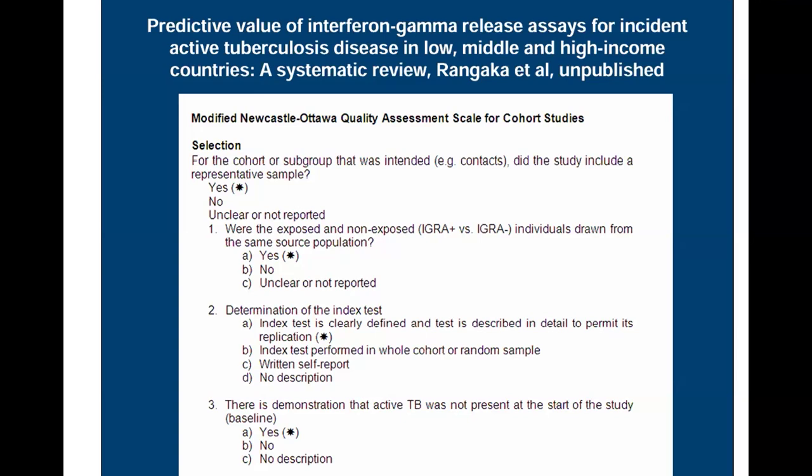Okay. So here the case was TB. So that is IGRA, interferon gamma release assay, positive, negative. So in the same population, because this is a diagnostic test accuracy study, preferably both should be done in the same population. Okay. Then determination of the index test. So they have actually modified the cohort study for their study needs, because index test is for a diagnostic test accuracy study.